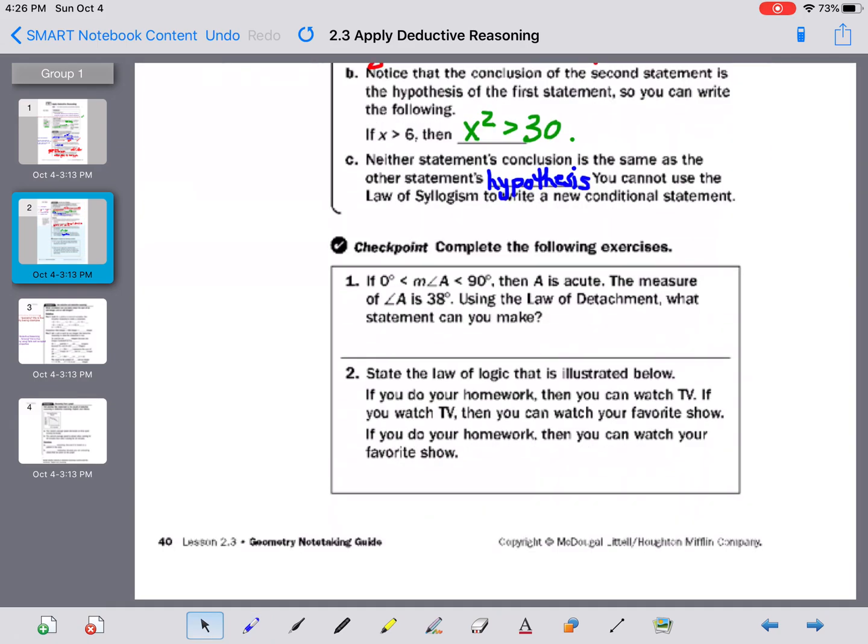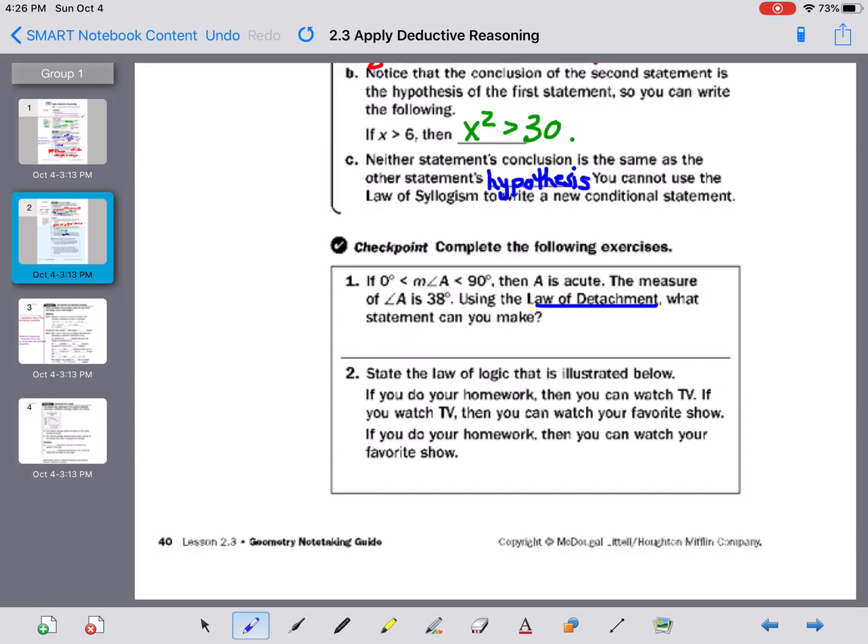All right, two at the bottom here. The first one says, if 0 degrees is less than the measure of angle A, which is less than 90, so here, then angle A is acute. The measure of angle A is 38 degrees. Use the law of detachment. What statement can you make?